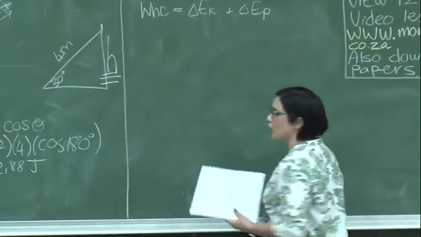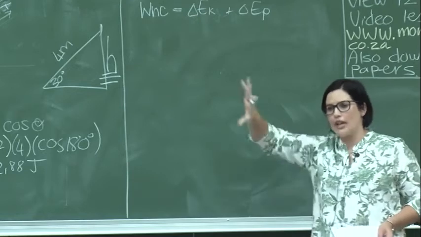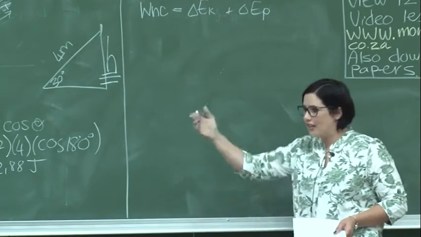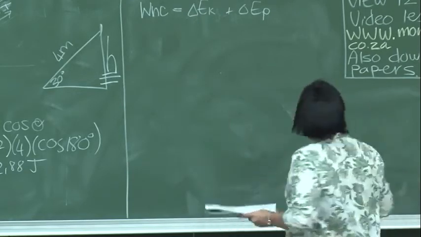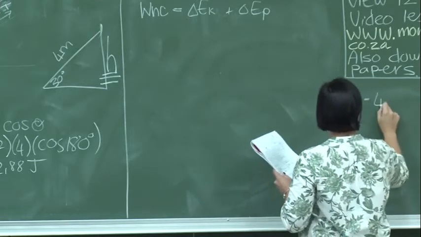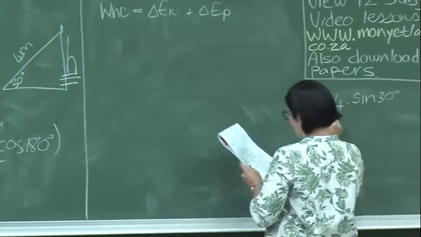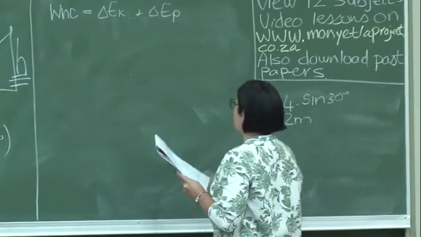How are we going to calculate the height? Let's do that first. This is one of those things where I said you can decide to do the calculation separately first and then just substitute it. So yes, we can say the height is going to be 4 times sin 30, and that is going to give us 2 meters.